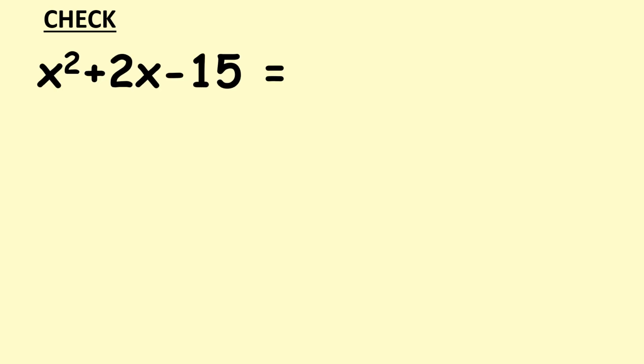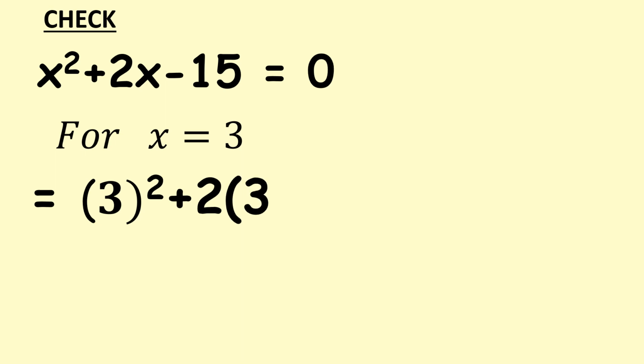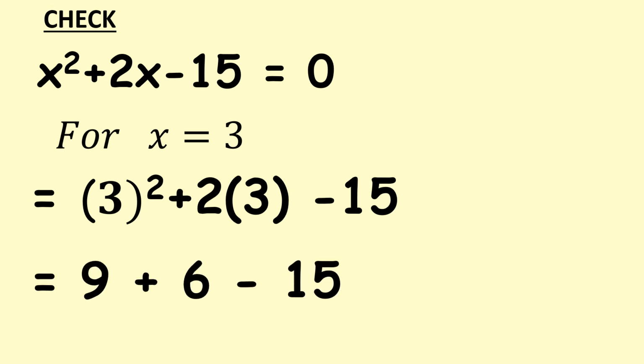Now we'll just do a quick check. And our quick check is just to substitute the values of x in our original question. X squared plus 2x minus 15 is equals to 0. Now we'll check for x is equals to 3. All we'll do is wherever we see x, we'll substitute it for 3. So we have 3 squared plus 2 into 3 minus 15. We now have 9 plus 6 minus 15. 9 plus 6 is 15. 15 minus 15 is equals to 0. So our value x is equals to 3 satisfies the equation above and is correct.